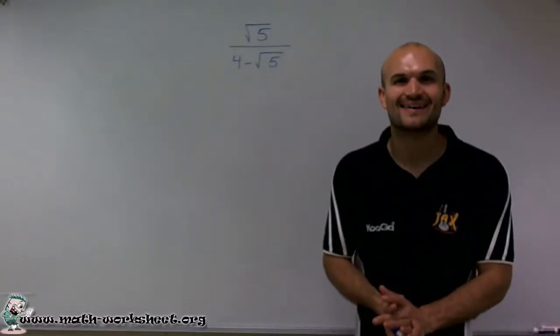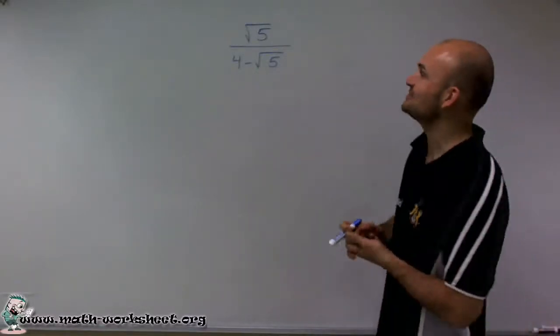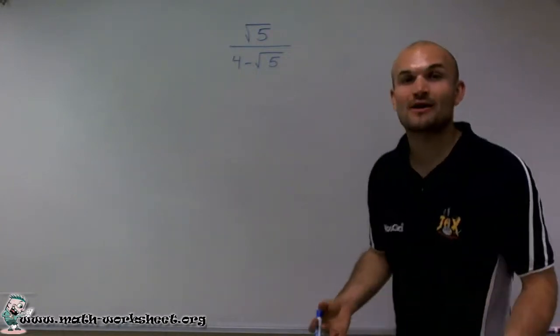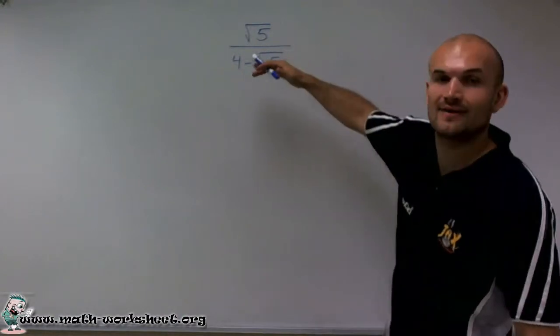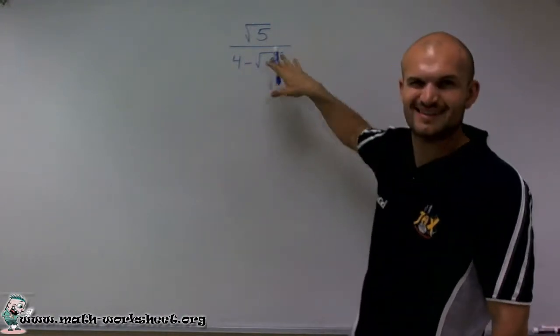Welcome. What we're going to do is simplify this radical expression: the square root of 5 divided by 4 minus the square root of 5. So when simplifying this radical expression, they're asking us to divide, and they want us to divide by this radical expression.